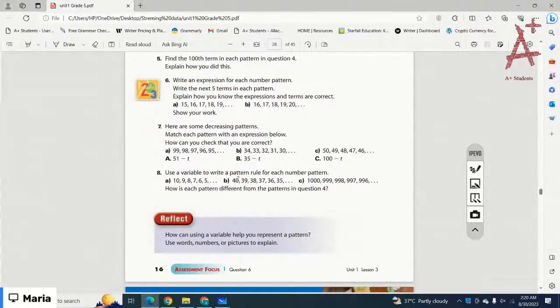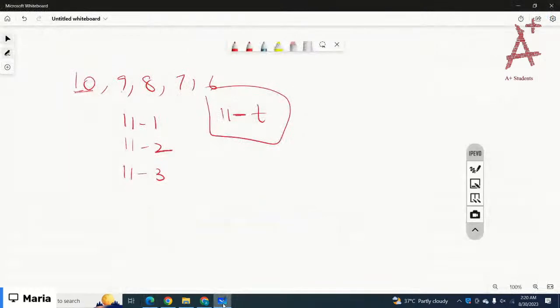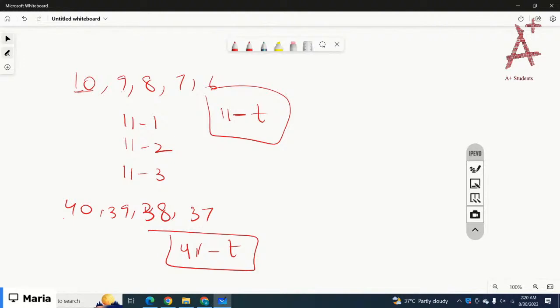Okay, the next one is starting with 40 and decreasing by 1: 40, 39, 38. Also it is decreasing by 1. That means it starts with 41, because 41 minus 1 makes 40, so it would be 41 minus t, right? So for this one, the correct one is 41 minus t.